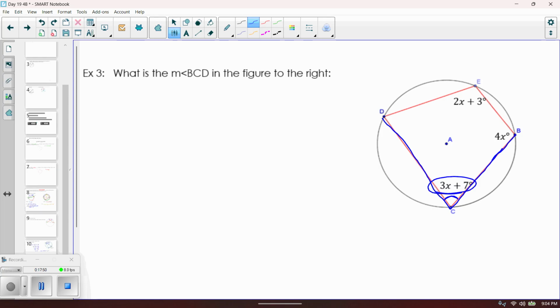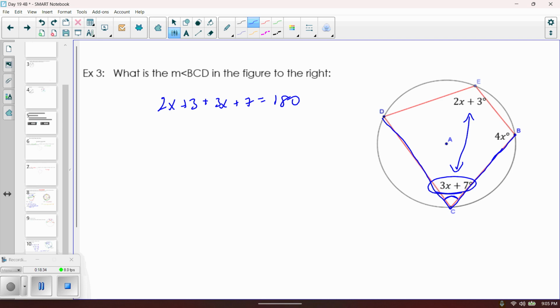All right, so in order for us to find that, we still need to find the value of x. Well, this is a quadrilateral inside of the circle, so we know that these opposite angles, the ones across from each other, have to add up to 180 degrees because it's a quadrilateral. So now I have an equation: 2x plus 3 plus 3x plus 7 has to add up to 180 degrees. Notice I didn't need that 4x on the right-hand side at all. It was just an extra piece of information.